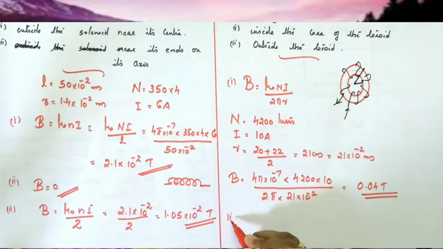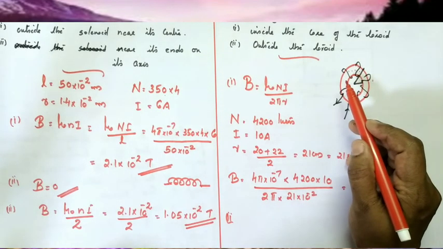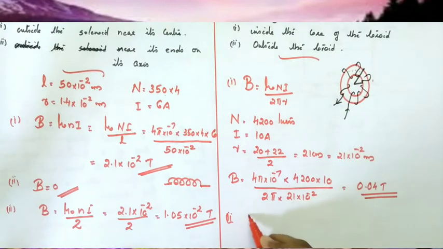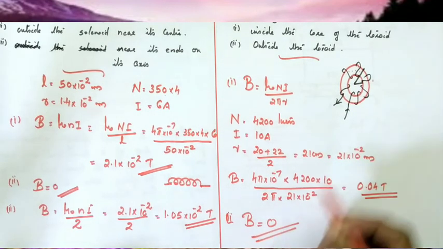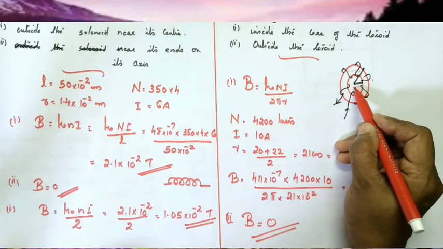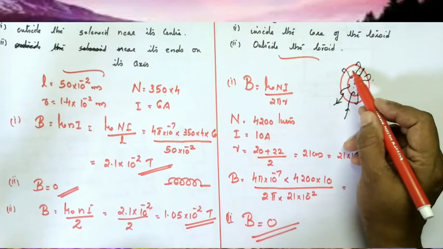Then what is the magnetic field outside the toroid? Magnetic field outside the toroid, we know that magnetic field is 0. So outside the toroid magnetic field is equal to 0. The magnetic field in the inner space is also 0, outer space is 0, and magnetic field exists only within the core of the toroid.